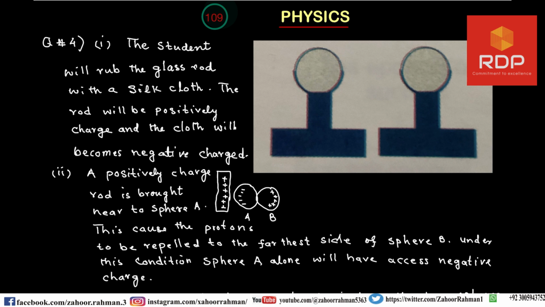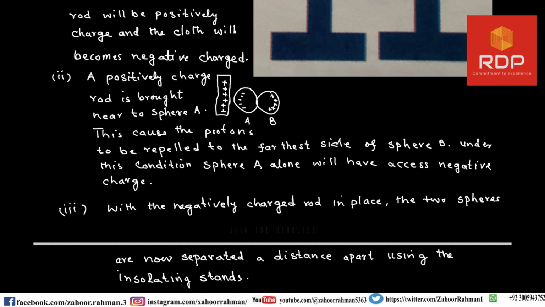phenomena. First, the student will rub the glass rod with the silk cloth. The rod will be positively charged and the cloth will become negatively charged. A positively charged rod is brought near to sphere A, as you can see in the figure. This causes the electrons to be repelled to the farthest side of sphere B. Under this condition, sphere A alone will have excess negative charges and sphere B will have excess positive charges.